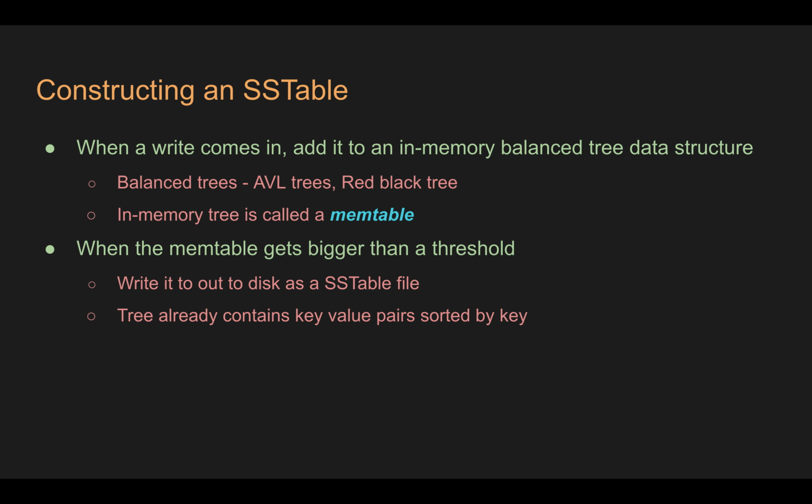This is how our storage engine will work with these data structures. When a write comes in, you add it to an in-memory tree data structure, for example, a red-black tree or an AVL tree. This in-memory tree is also called a memtable. When the memtable gets bigger than a threshold, typically a few megabytes in size, you write it out to disk as an SSTable file. This can be done very efficiently because the tree already maintains the key-value pairs sorted by key.